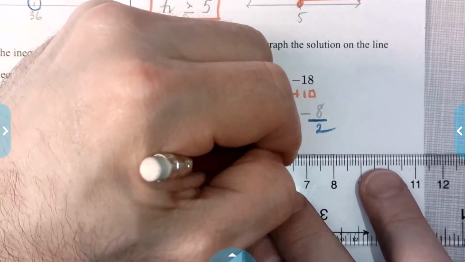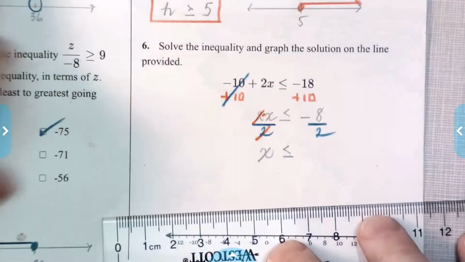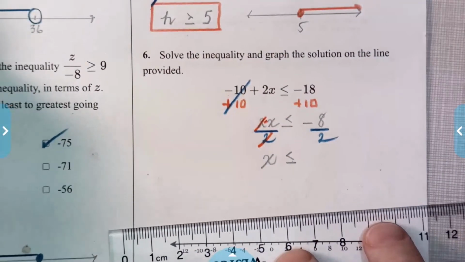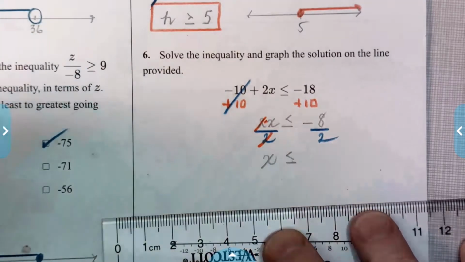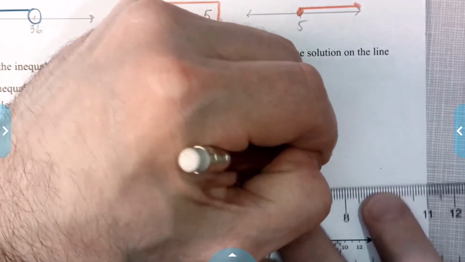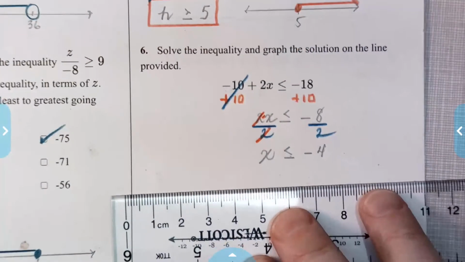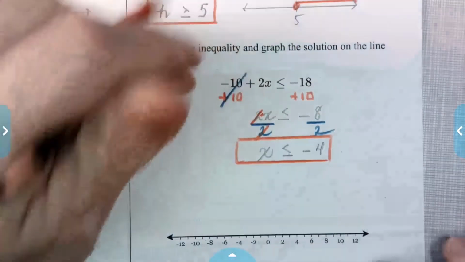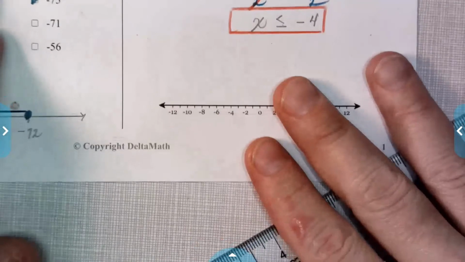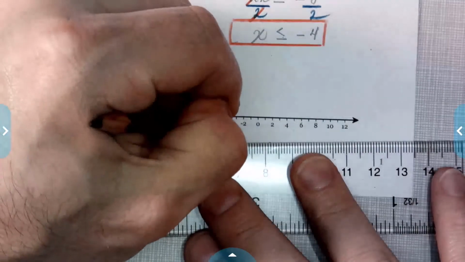And we have x is less than or equal to, big brain time, negative 8 divided by 2. Well, 8 divided by 2, if you cut 8 in half, you have 4. Negative 8 divided by 2 is negative 4. So there's my equivalent inequality. x is less than or equal to negative 4. And if I'm going to use the graph provided, I'm going to go down here and put a closed-in dot at negative 4.